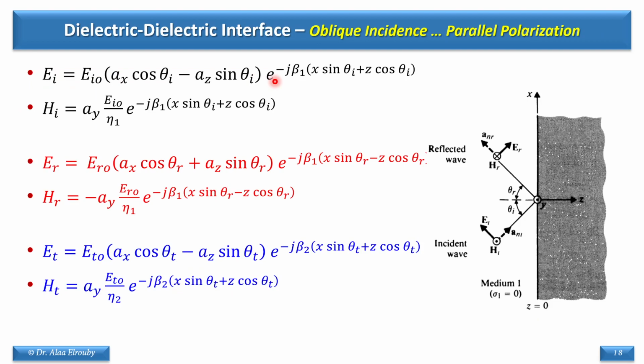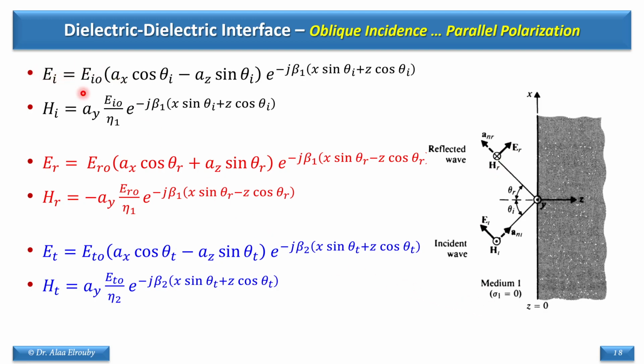Okay, going for the second case of parallel polarization. Parallel polarization means the electric field is parallel to the plane of incidence. The plane of incidence is defined by two vectors, the incident vector and the normal vector to the interface. So E is in that plane, and it's very important to write the expression for the electric field correctly here.